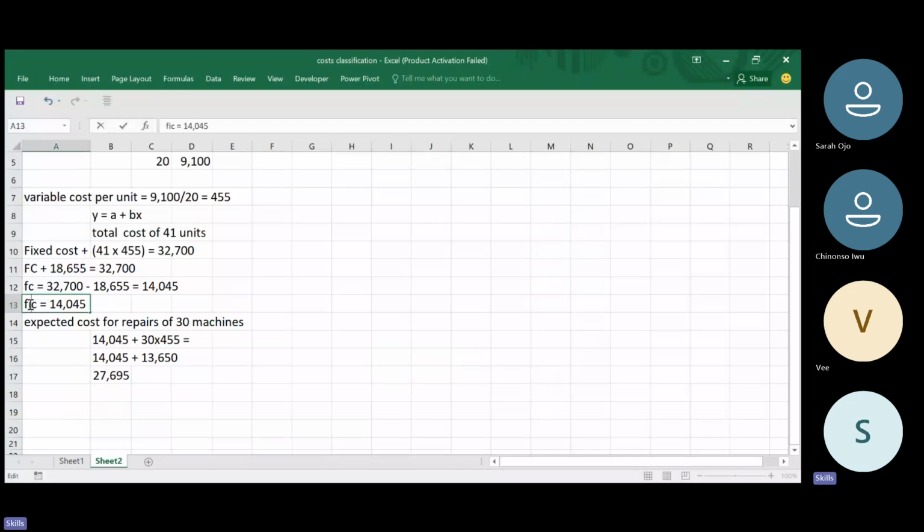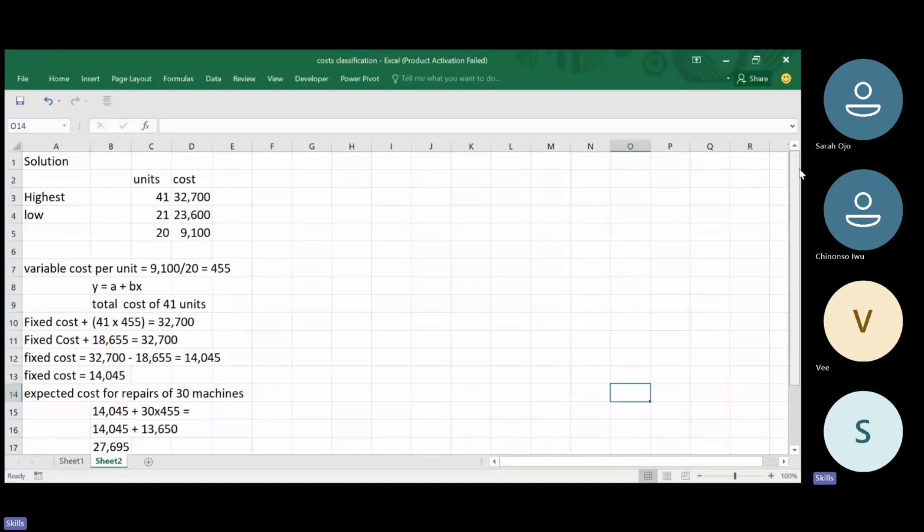Do you understand this? Yes, sir. Okay. Let me put it in full. Okay, so now let's see the next thing. If you understand this, we are done. Let's see the next thing to do.